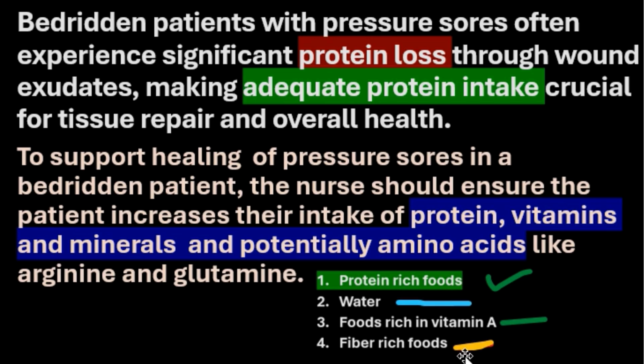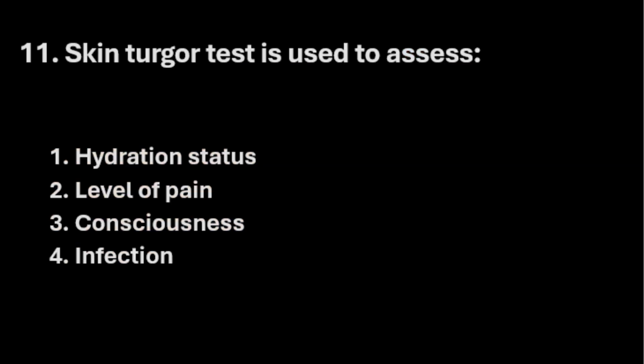Then fiber-rich foods are also required for a bedridden patient for proper elimination needs, like bowel elimination. But that is not related to this question. So the most appropriate option among these options is protein-rich foods. Next question.